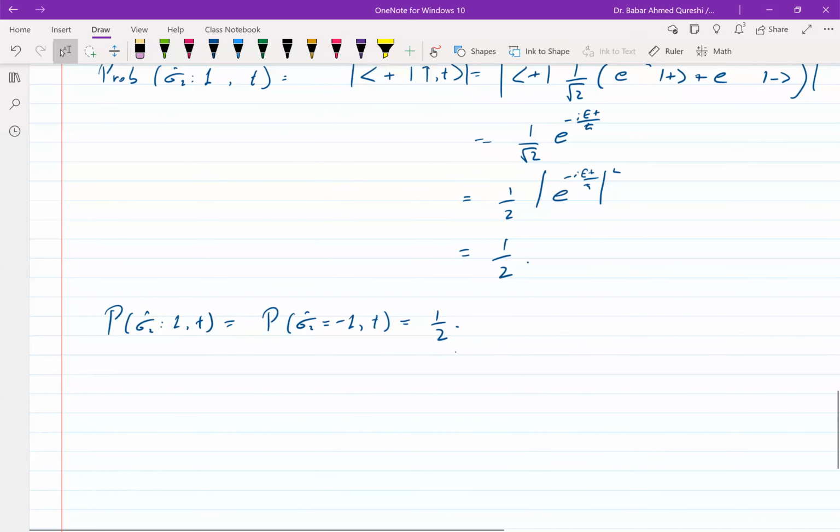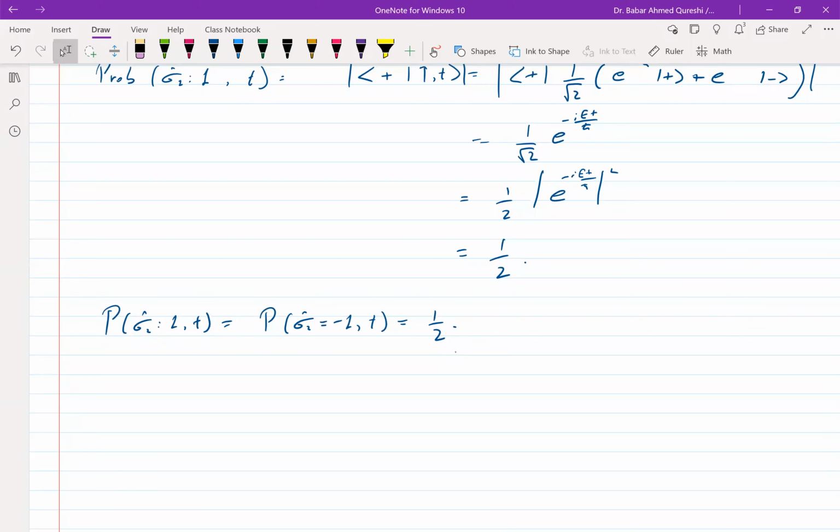If you measure, so if this is your state, I know that the state is evolving with time, and it has equal probability of getting +1 or -1 for sigma 2. If I measure, suppose, sigma 1, not sigma 2, it's sigma 1, and it gives me, let's say, minus.